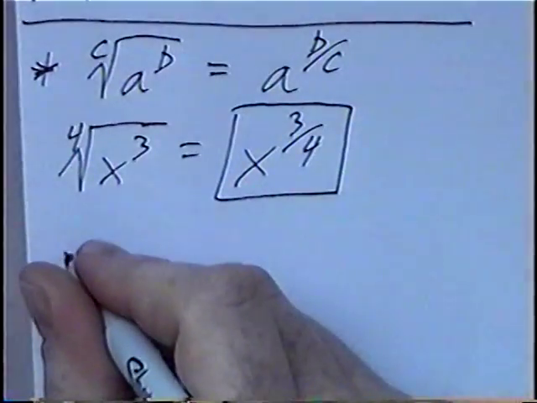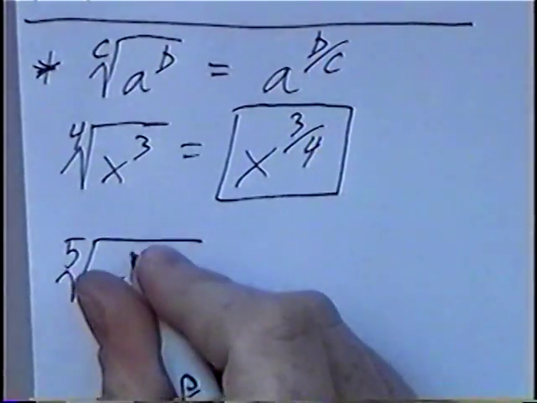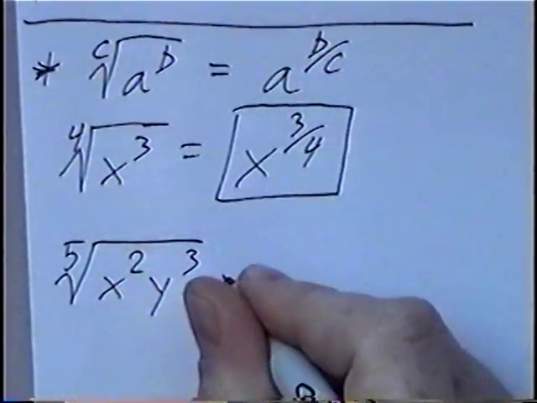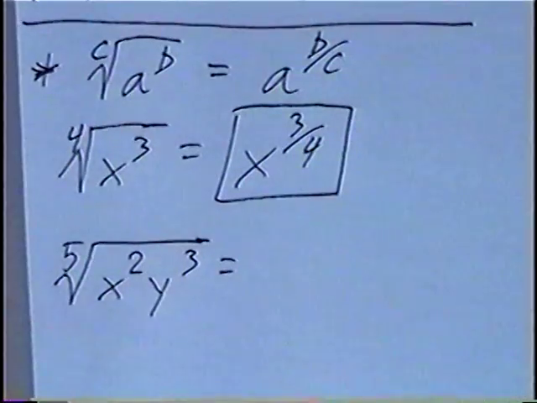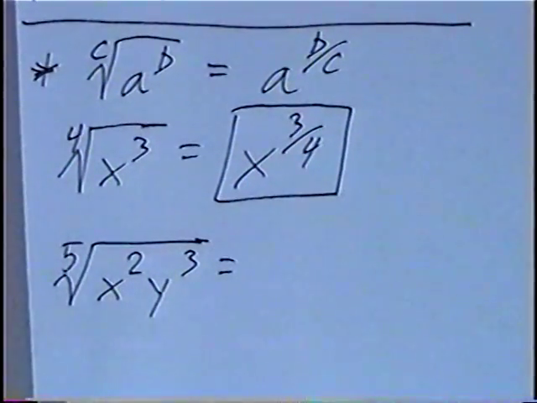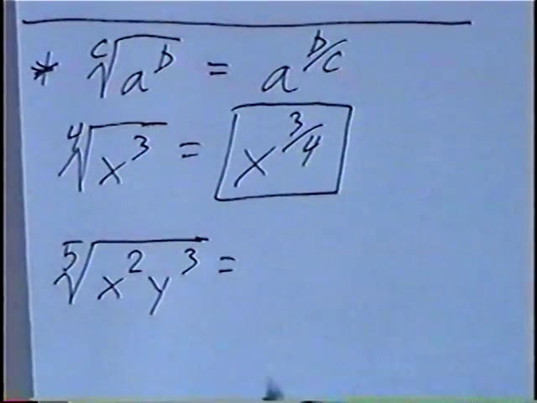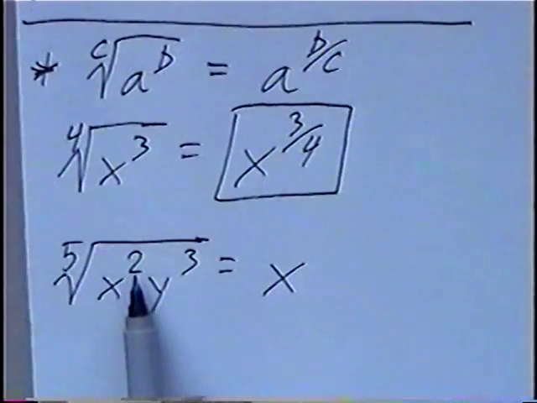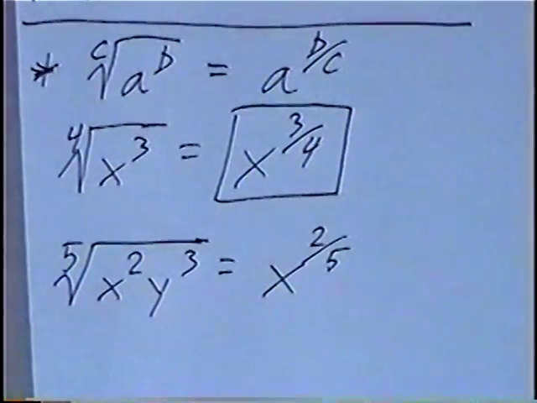Second question, the fifth root of x squared y cubed. And again, taking a radical form, we can switch it into exponential form. Since we have 2 variables, we can compute each separately. The x again would stay the same, and making a fractional exponent, we'll have 2 over 5 or 2/5.